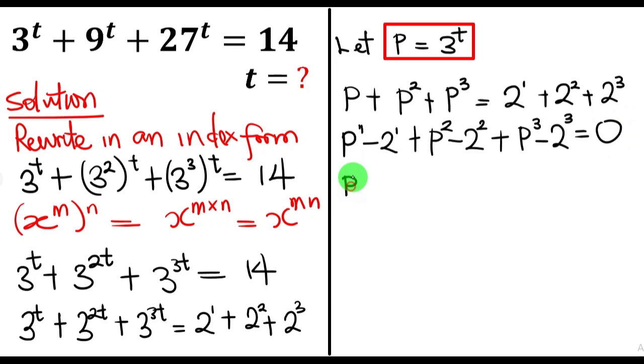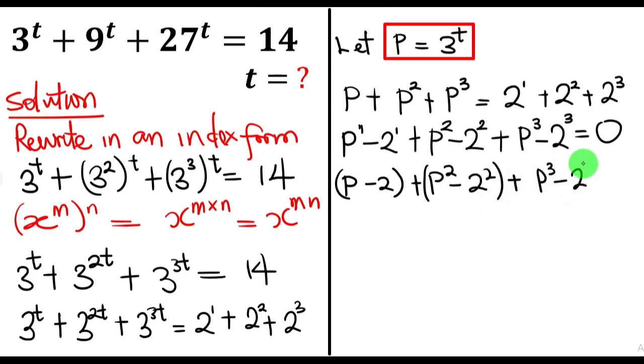Now if I write and group it under parentheses like this for clarity, p squared minus 2 squared, then plus p raised to the power of 3 minus 2 raised to the power of 3, under parentheses equals 0. Now from this point, I'm going to need some math identities. For this side, p squared minus 2 squared. Then for this side, p raised to the power of 3 minus 2 raised to the power of 3.